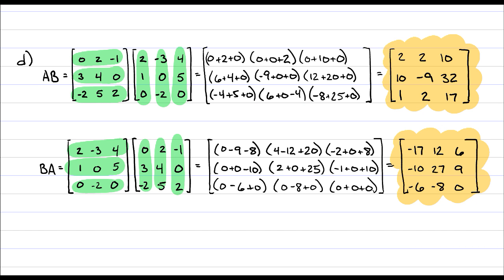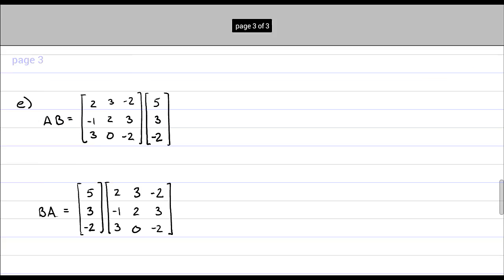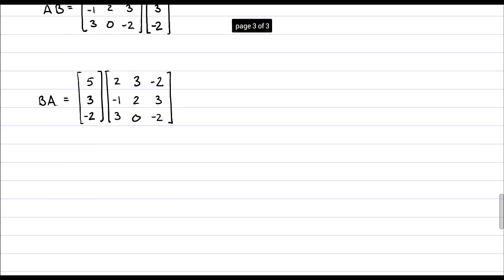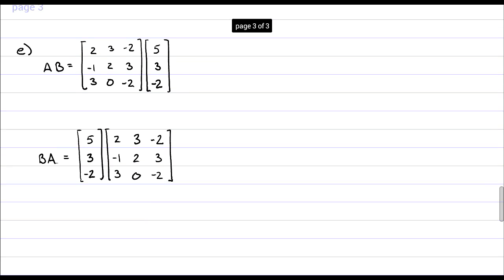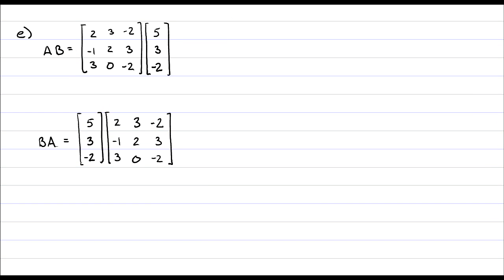Okay, so let's go on, and I'm actually going to work out two more quick examples, parts E and F, and then we'll be done with this video and done with this section. So in part E, I have a 3x3 matrix, and I want to multiply it by a 3x1 matrix. Because the middle two numbers match, I can do the multiplication, and the result is going to be a 3x1 matrix. So it's only going to have one column.